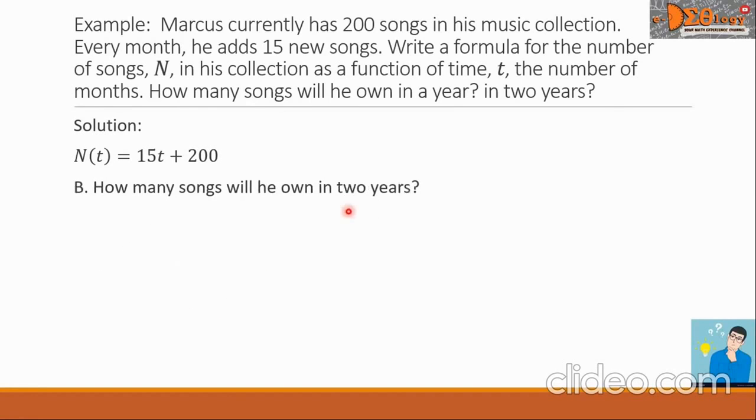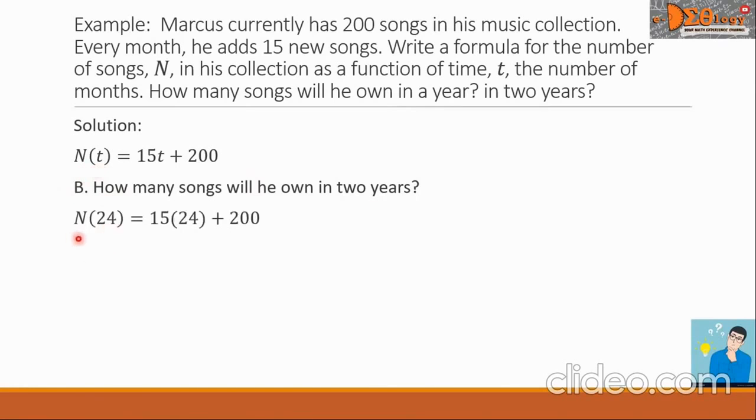Let's have the second problem. How many songs will he own in 2 years? Same function we're going to use, but again we know that t is representing months, so 2 years has 24 months. We will evaluate this function. Our t now becomes 24.